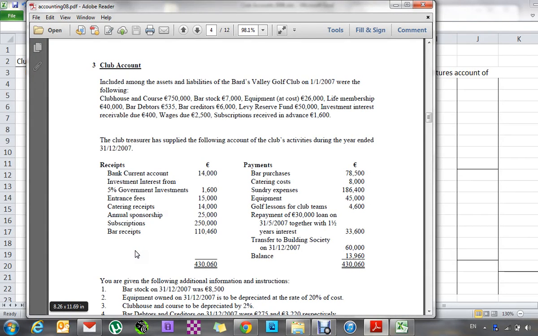Okay, today we're doing club accounts. This is going to be based on the 2008 exam paper question. So this is the question that we have here in front of us. We've got the standard part.